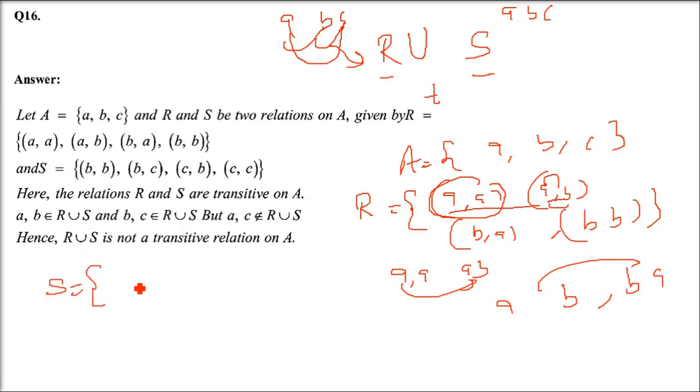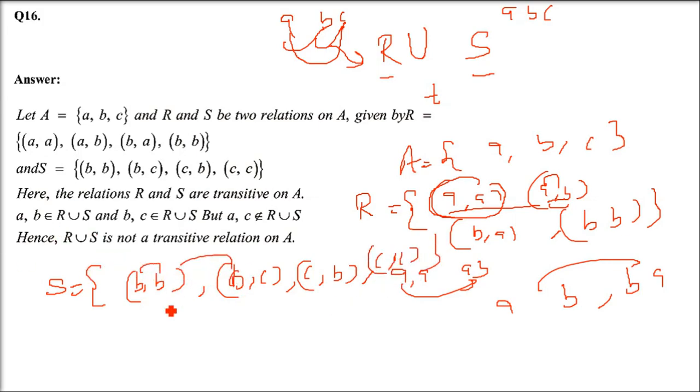Now I am taking one more set S, which again I am making purposefully transitive. So BB is there, BC is there, CB and CC. You can check here, same as the first one. When BB and BC are there, BC has to be there, and it is there. BC and CB are there, so BB has to be there, and it is already there. BC, CB and BC are there, so CC has to be there. CC is also there. So it is absolutely transitive.